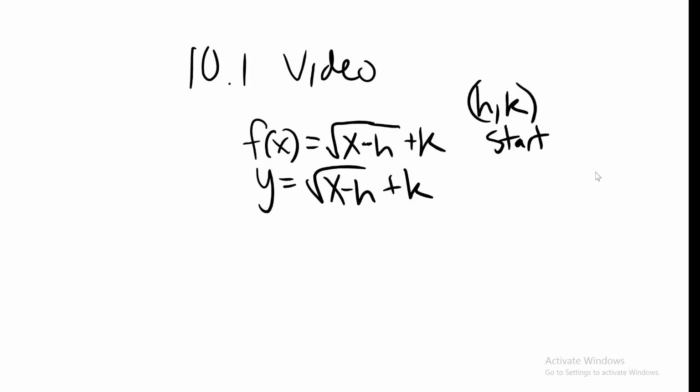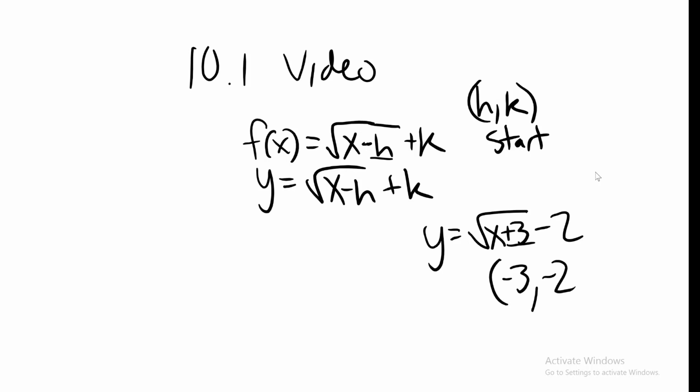And we're going to look next at how to actually build the graph. But for now, I just want to show a couple examples. If you have an equation like y equals square root of x plus 3 minus 2, what this means is that this square root graph starts at -3, the opposite of what's inside here, comma, -2, the thing that's on the outside here. So this looks a lot like point slope form or even quadratics.